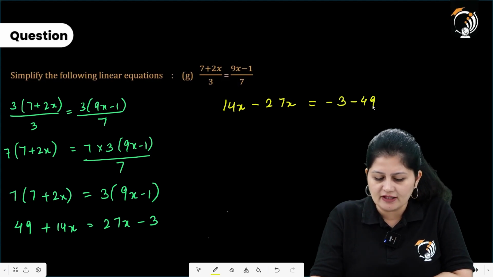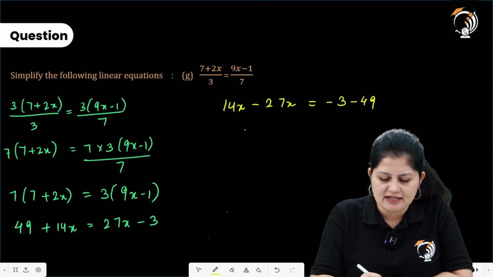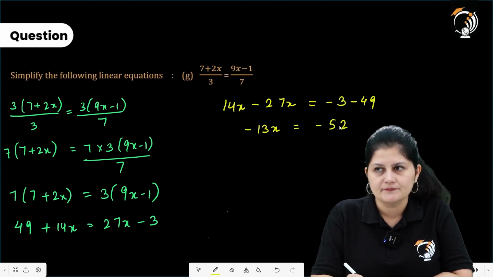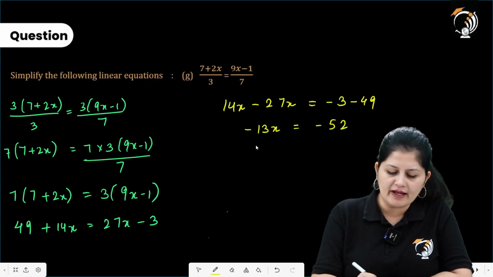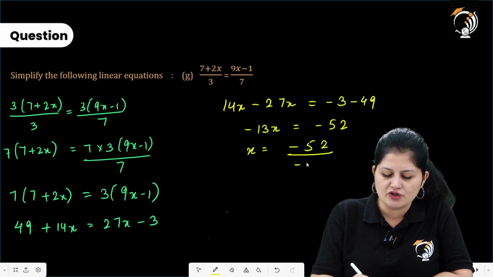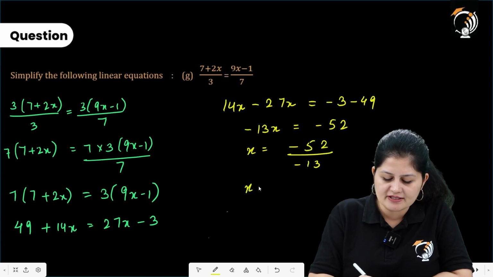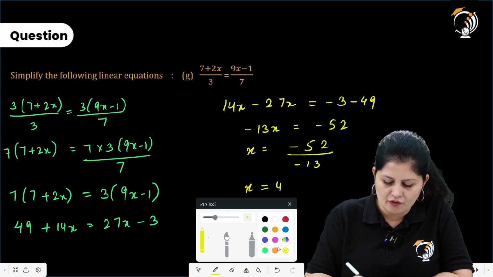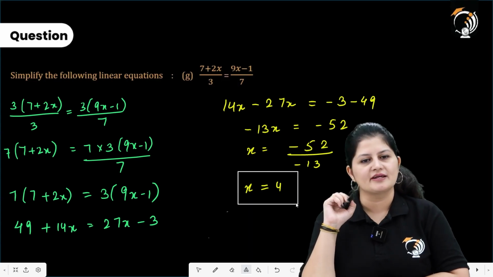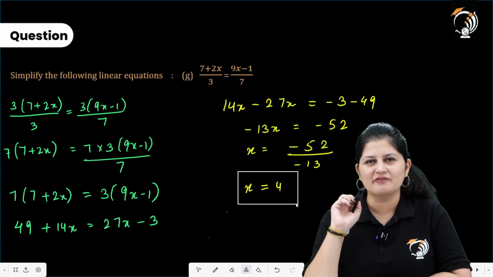Further, if we solve it, we get minus 13x is equal to minus 52. So in order to get the value of x, we are going to divide with minus 13 on both the sides. So we will get the value of x as 4 here. Is that clear? That is the answer that we are getting for this question. I hope that we have understood it.